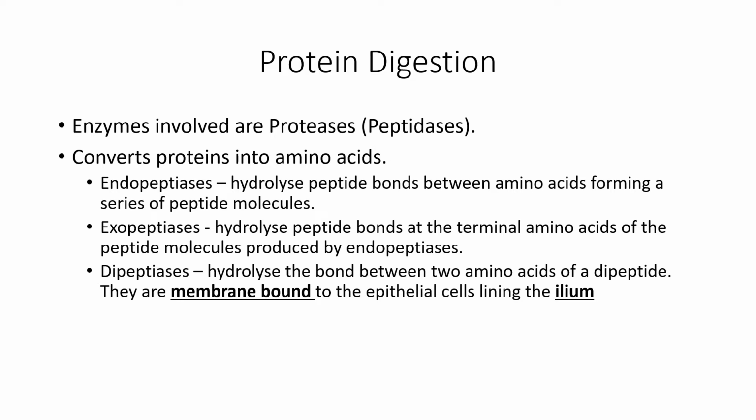And of course we have our dipeptidases, which hydrolyze the bond between two amino acids, but they are membrane bound to epithelial cells in the ileum. And that's an important point to remember. It is on the specification. It's a little point, but it could get you some marks. So the dipeptidases are the ones that are membrane bound on the epithelial cells lining the ileum, and we will talk about the ileum later on.